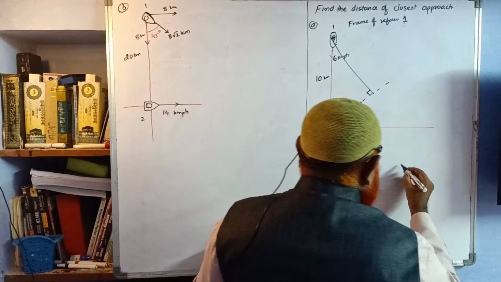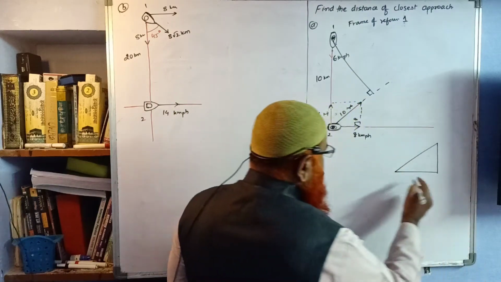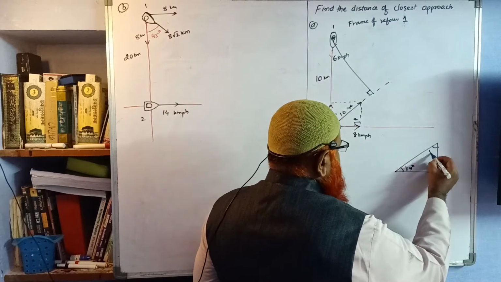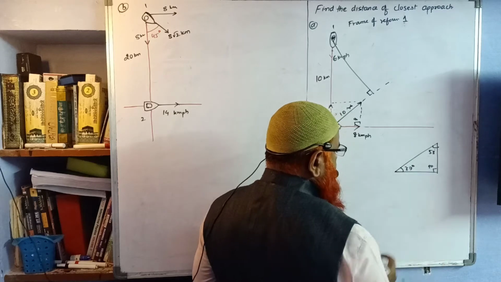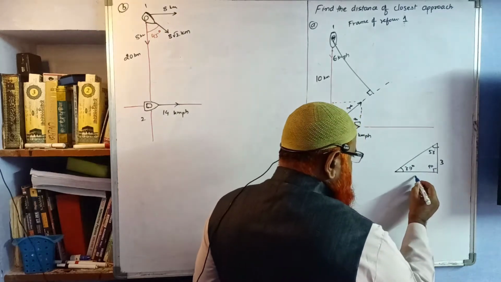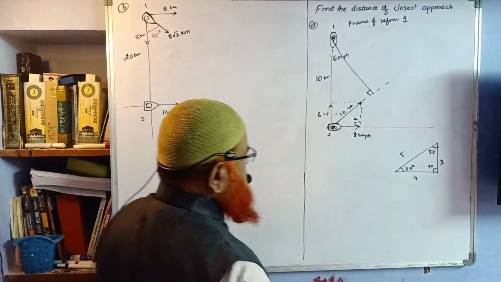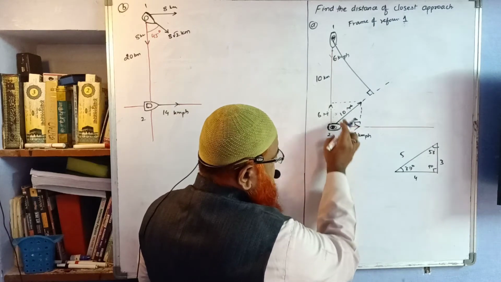So you know this triangle here. The magic is this triangle. It's a very simple problem, no need to worry. This is 37 degrees, this is 53 degrees, and this is 90. So this is 3, this is 4, and this is 5. Now if you observe, this is 8, this is 8, and this is 10.